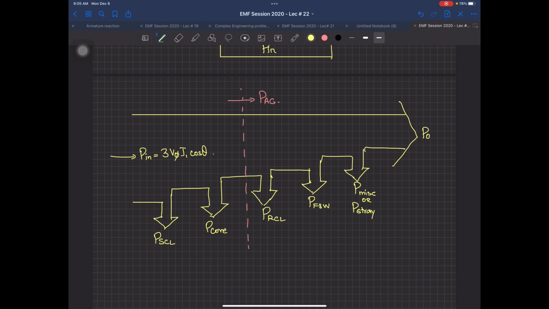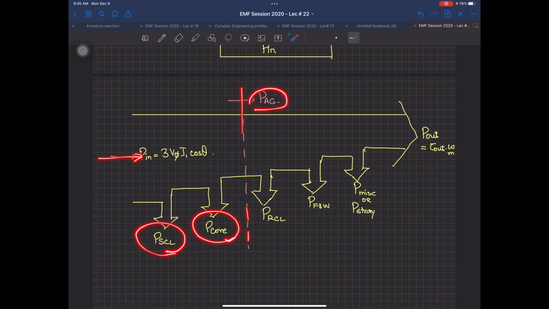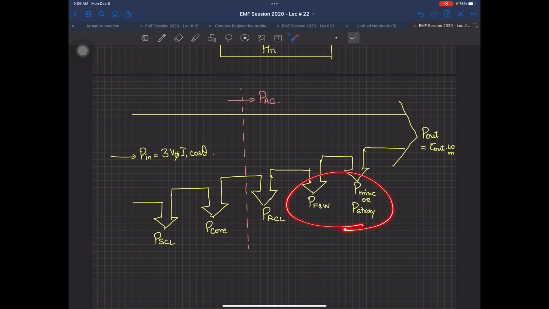So you get your P out equal to torque out into omega m over here. So this is your power flow diagram, in which the power is entering from here. First of all, the stator copper losses, the core losses, this dotted line gives you the air gap power, and then you have the rotor copper losses, friction and windage, and miscellaneous and stray losses. Normally, these two losses are given as a lumped value in your numerical question every time.